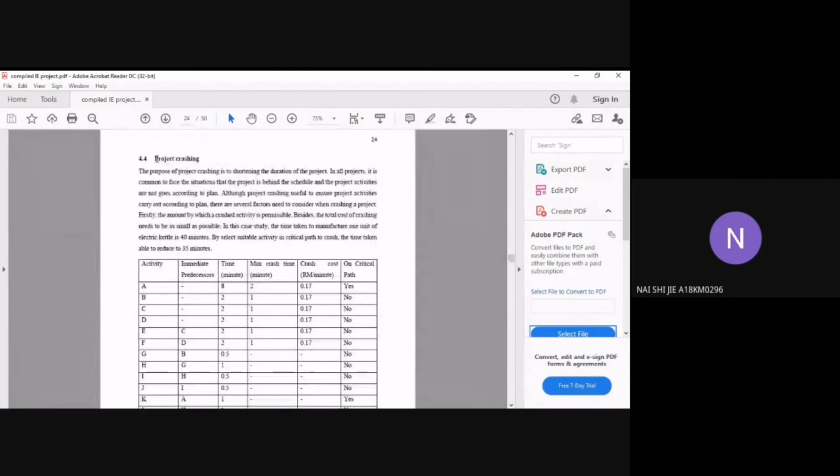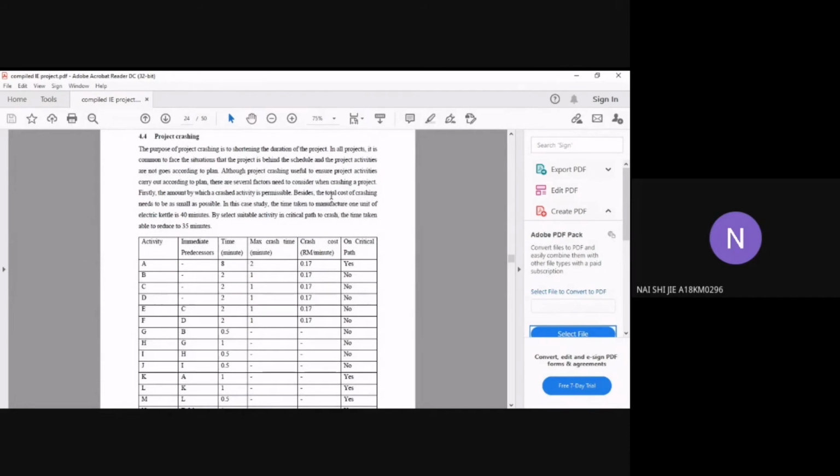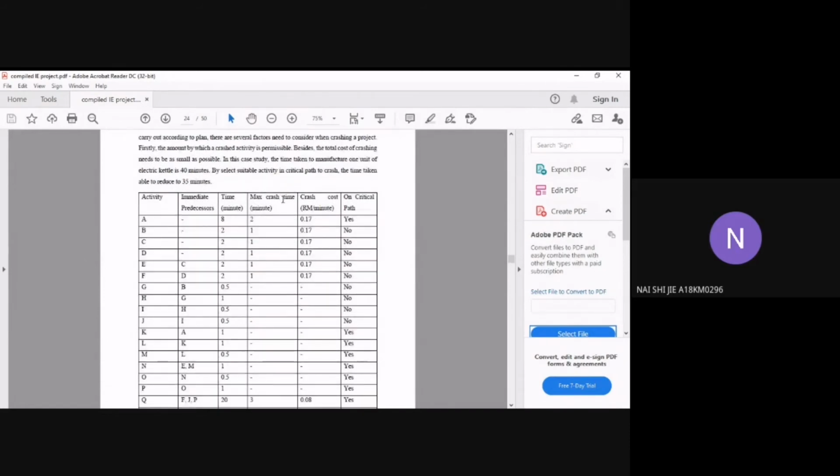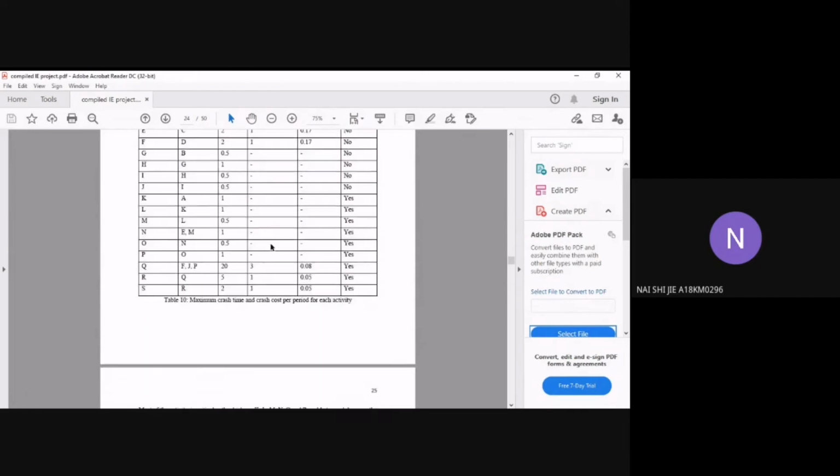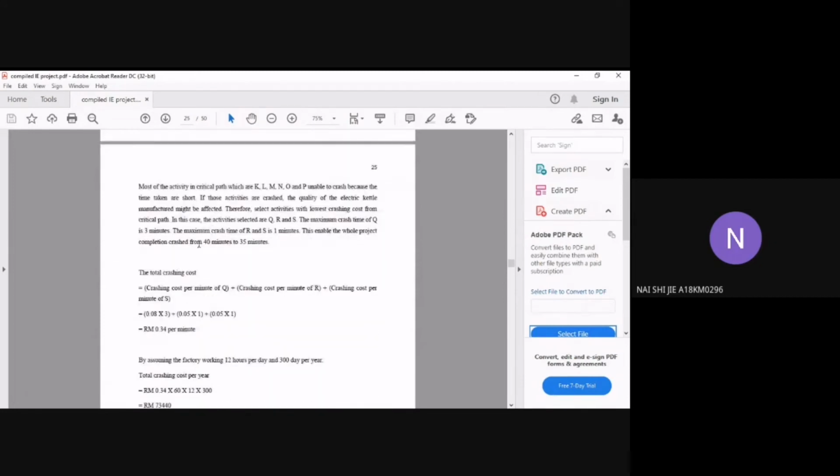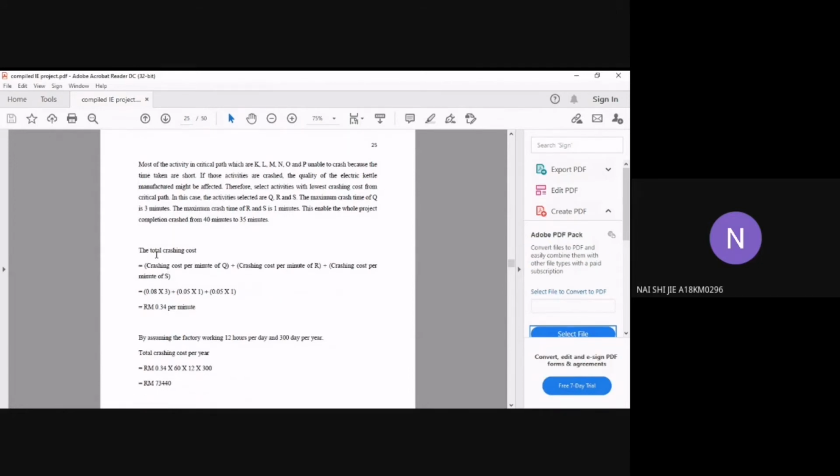Next, we're also doing project crashing to shorten the duration of the project. Based on the maximum crash time and crash cost assumed, we're able to crash the project duration from 40 minutes to 35 minutes, and the total crashing cost can be calculated as 34 cents per minute.